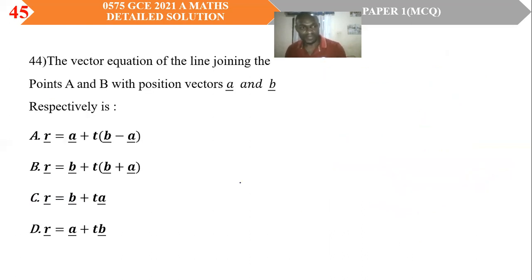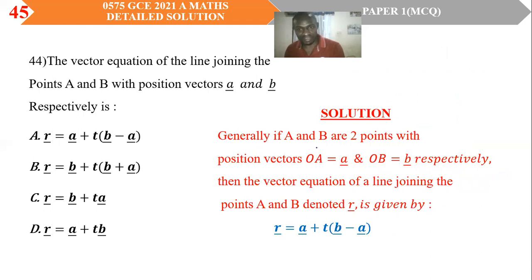Question 44. The vector equation of the line joining the points A and B with position vectors a and b respectively is: generally, if A and B are 2 points with position vectors OA equals vector a and OB equals vector b respectively, then the vector equation of a line joining the points A and B, denoted r, is given by r equals vector a plus t into vector b minus a. Answer A.